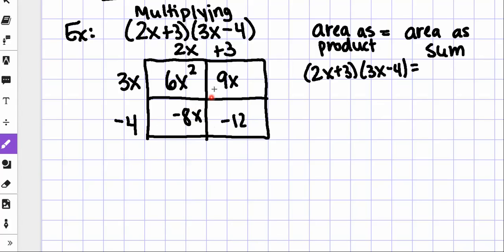This is my product. This is what I get when I multiply out the binomial 2x plus 3 times the binomial 3x minus 4. And so I get 6x squared plus x minus 12, and that's my answer.